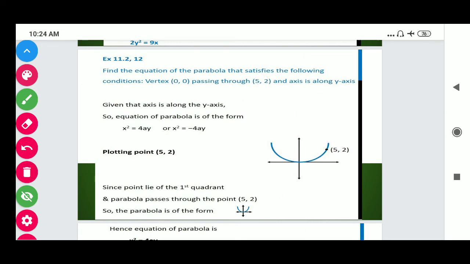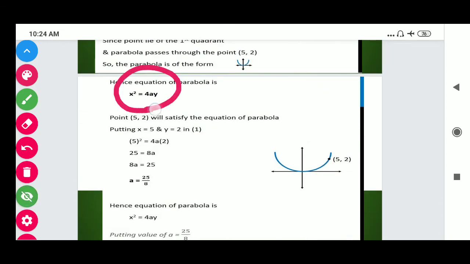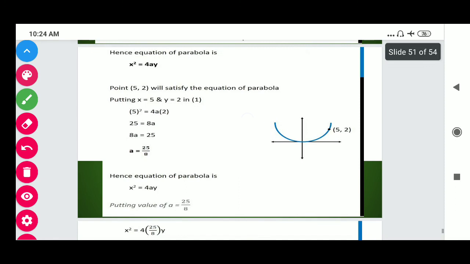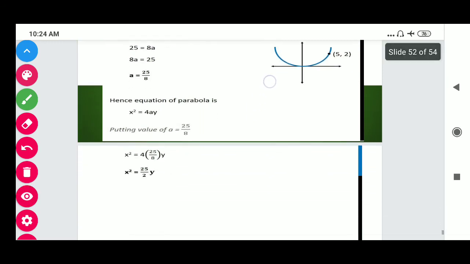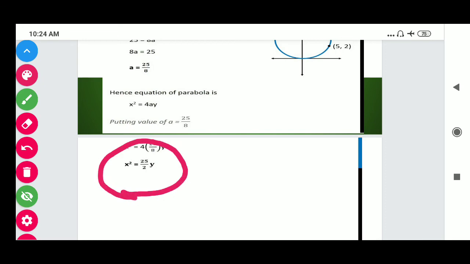So students, here the equation must be x square equals 4ay. By putting the values (5, 2) in this equation, we get a equals 25 over 8. Put x equals 5, y equals 2 in this equation. On calculating, we get a equals 25 over 8. So hence the equation of the parabola is x square equals 4ay, and by using the value of a, we get the answer x square equals 25 over 2 y.